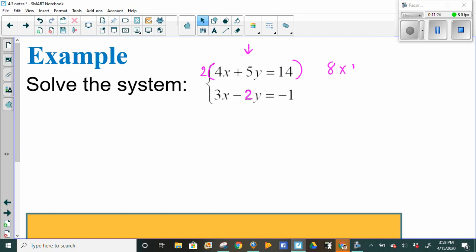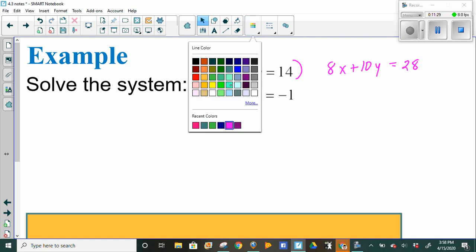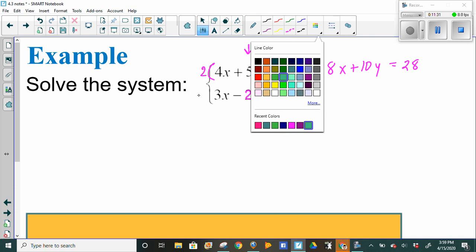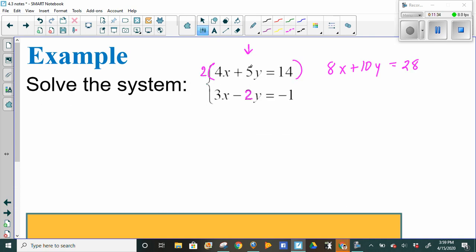So I'm going to take the first equation and multiply it by this 2. So I get 8x plus 10y equals 28. And then I'm going to take the second equation and multiply it by 5 because of this 5 right here. So now I get 15x minus 10y equals negative 5. Now I'm going to add the two together, so these y's will cancel out.